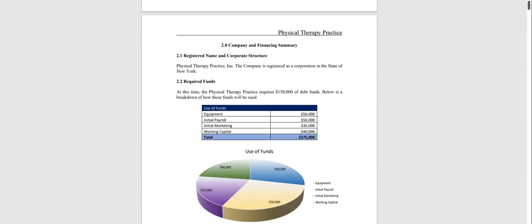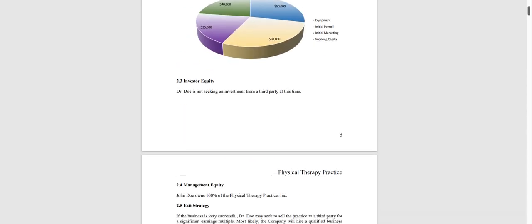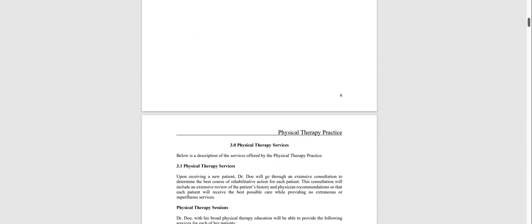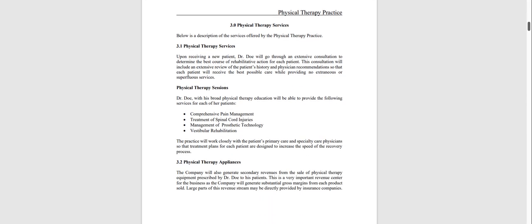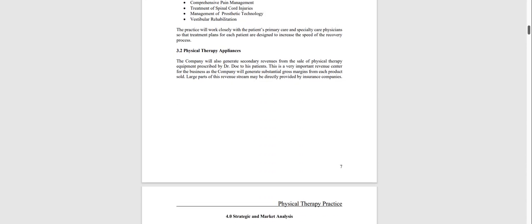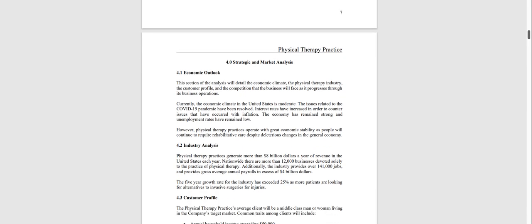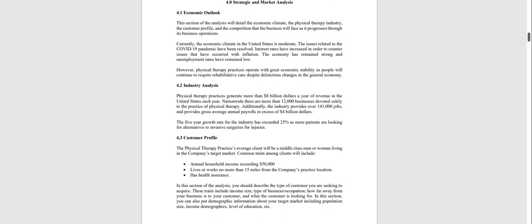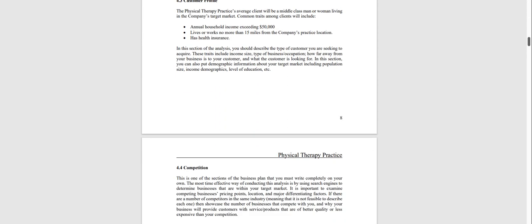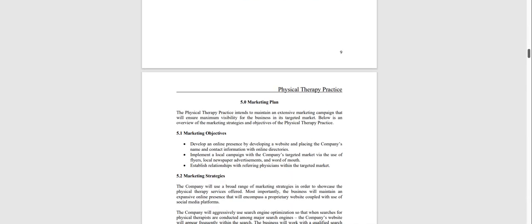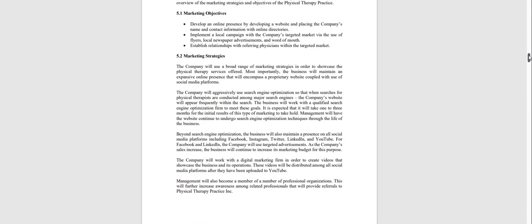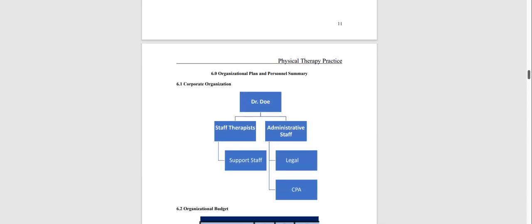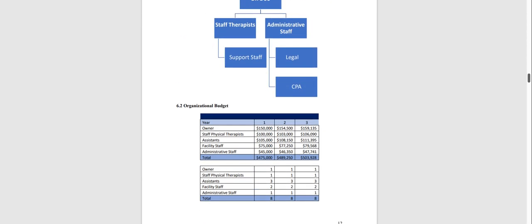Chapter 2 is an overview of the financing and how much money you're looking to raise. Chapter 3, an overview of the physical therapy services offered. Chapter 4 is the industry analysis, which is current through this year. Chapter 5 is your marketing plan. Chapter 6 is an overview of your organization.